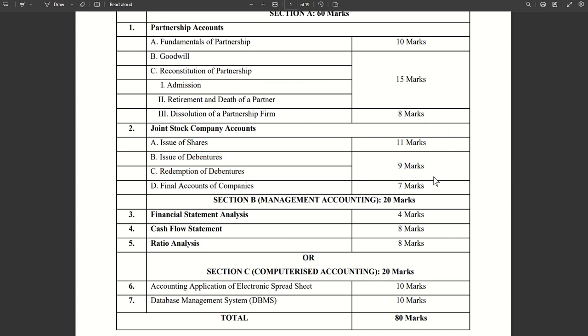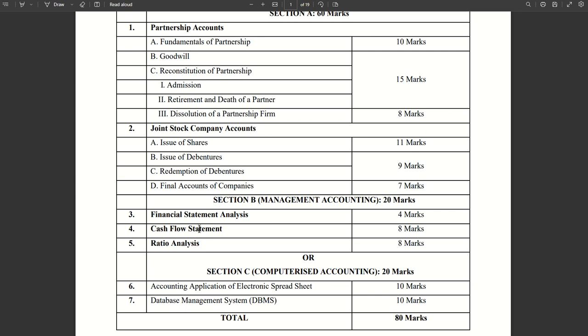This will be again a combination of short questions where you have 1 mark questions. There can be 3 questions of 1 mark each. Then you have a 3 marks question and then there can be a 6 marks question, but mostly debenture is limited to 3 marks questions. Then we have final accounts of companies. Again, from the marks you can easily make out this is a 1 plus 6 combination where there will be 1 mark for a short question and then a 6 mark question from here.